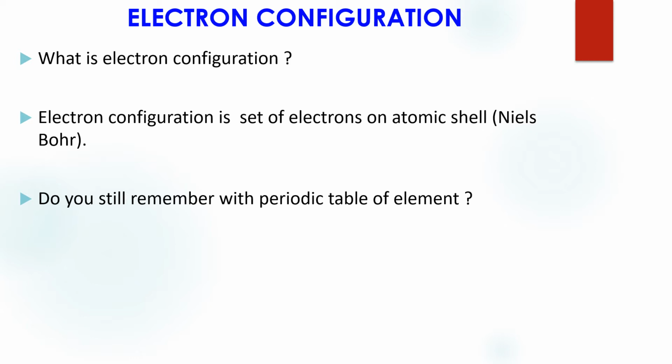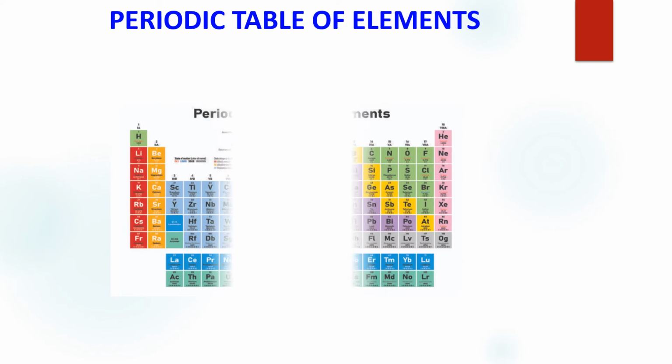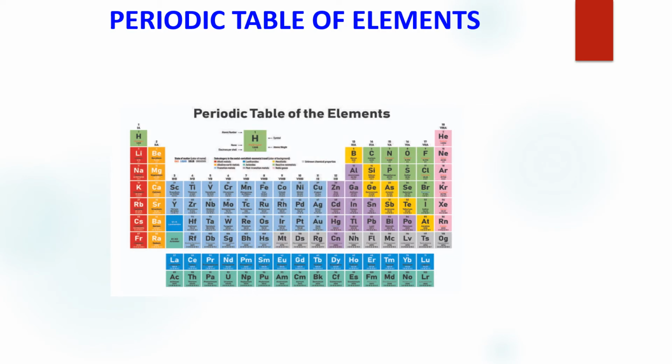Do you still remember the periodic table of elements? This periodic table of elements was made by a Russian scientist named Dmitry Mendeleev. From the figure of the periodic table, at the first period, from left to right, on the left side there is hydrogen, and on the right side there is helium.